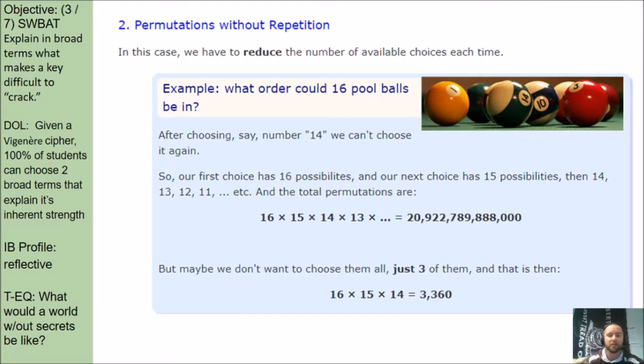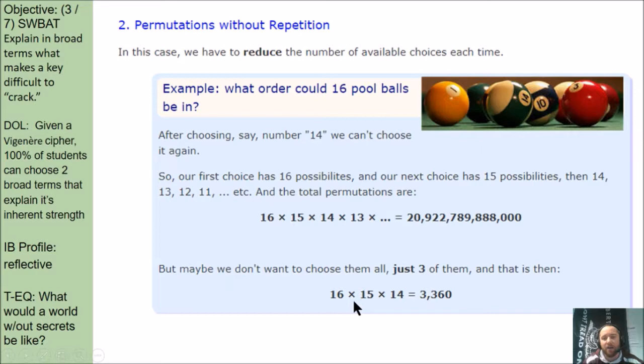Now, if we're talking about something where once you've chosen the number, it just disappears, well, this is where we're talking about permutations without repetition. And this is my favorite example, the pool balls example, where every time you've chosen one, that number needs to be taken away. So you reduce the number of available choices each time. So let's say after choosing, say, the number 14, we can't choose it again. And even if we didn't want to put all the pool balls in order, maybe just 3 of them, well then the number is still being reduced, just not as much.